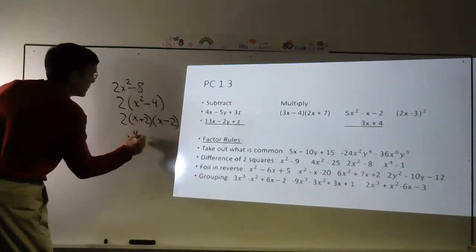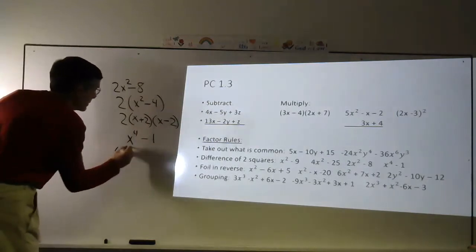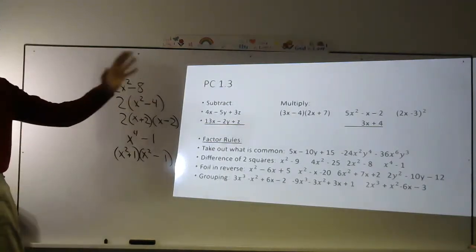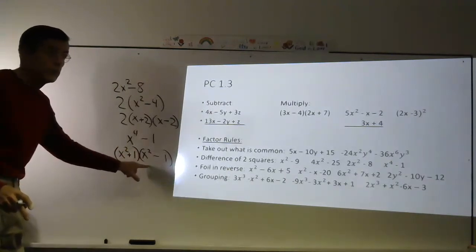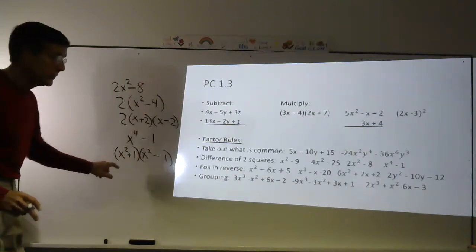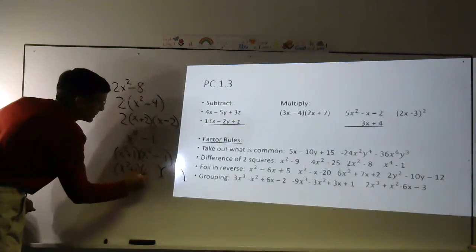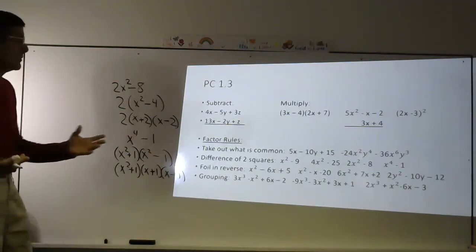X to the 4th minus 1. Nothing common. Difference of two squares? Yep. So now be careful. I have x squared and x squared, 1 and 1, plus and minus. And you say, great, I did it. Ha! But you're not finished. That one is still the difference of two squares. This one is not, you cannot do anything to this. You just copy it down. And now do difference of two squares here. X and x, 1 and 1, minus and plus. And you're finished. Okay?